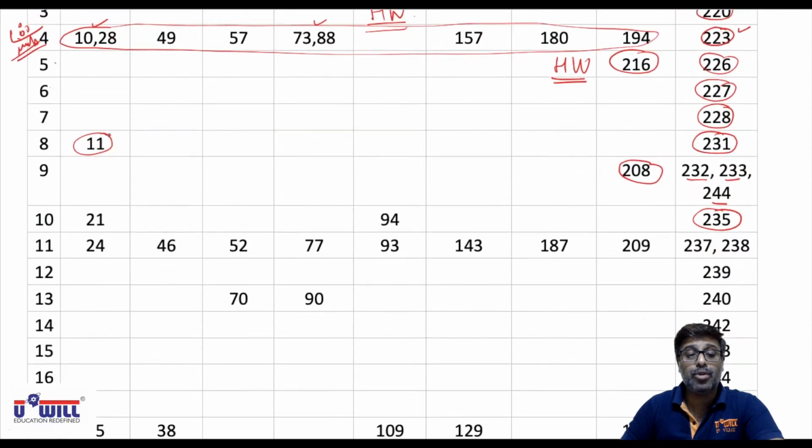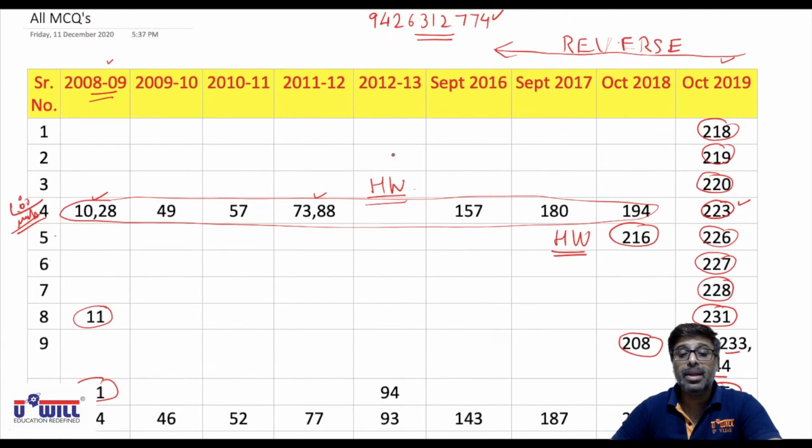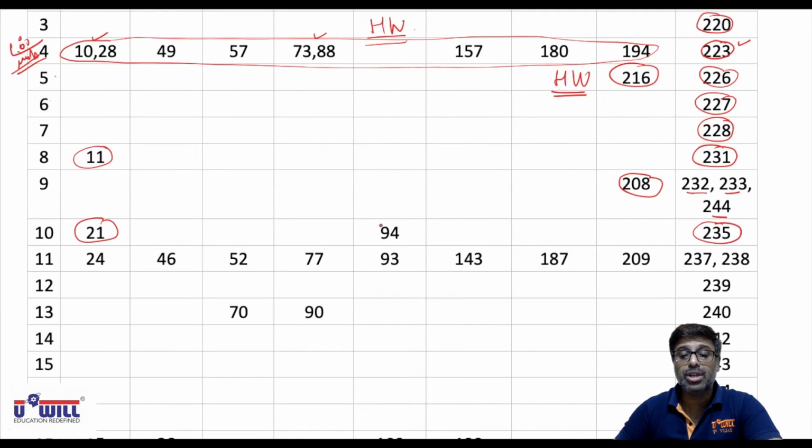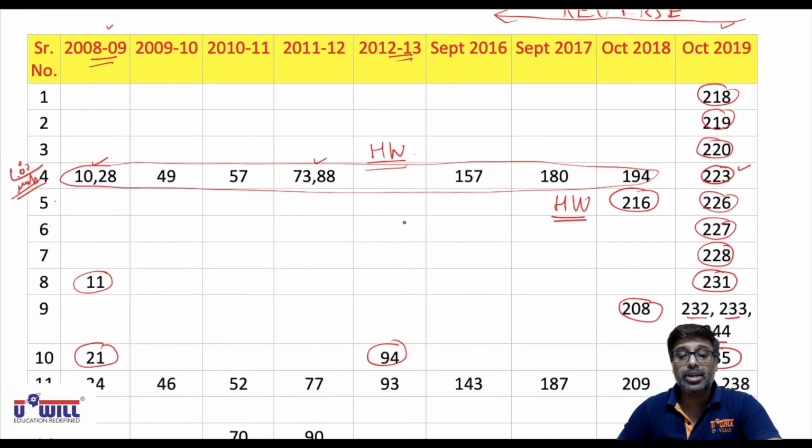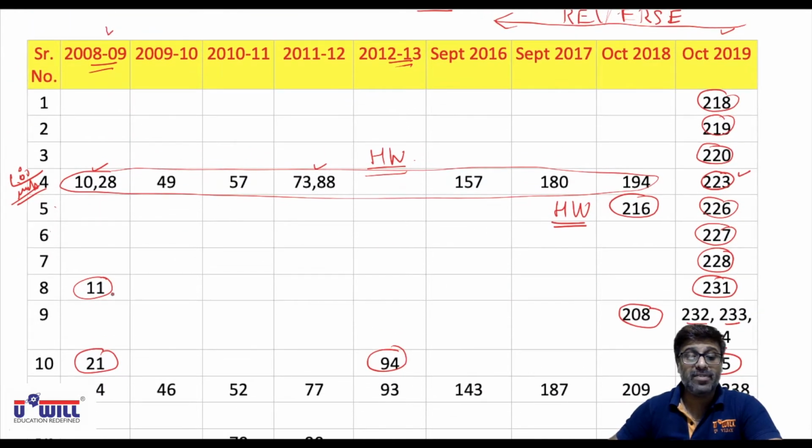From 2008 to 9, all of you try question 21 on your own right now. And from 12 to 13, try question 94 on your own. So take a screenshot: 8 to 9's 21st question, 12 to 13's 94th question. Pause the video and try them on your own.